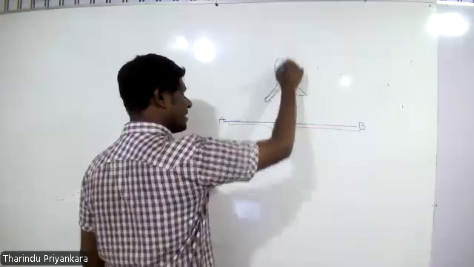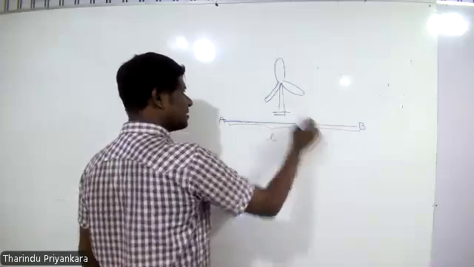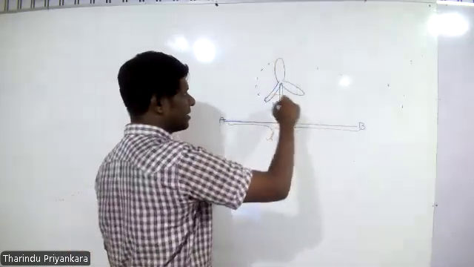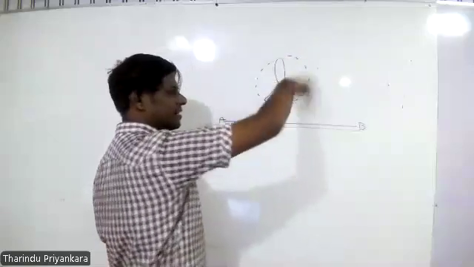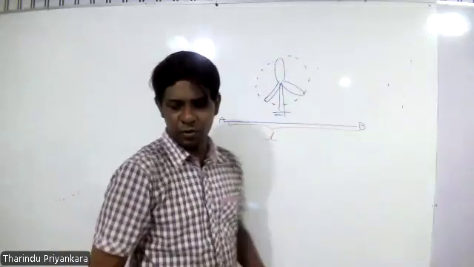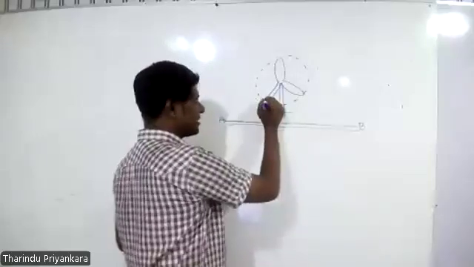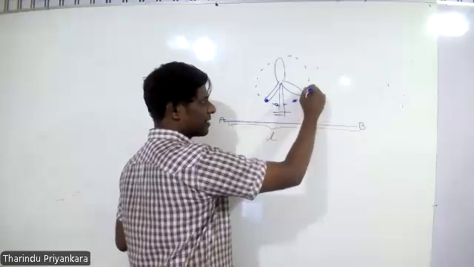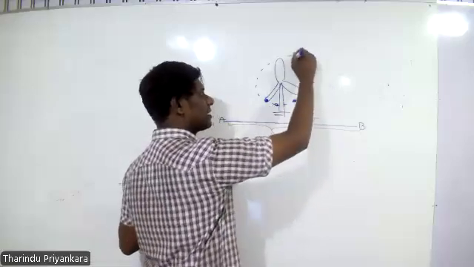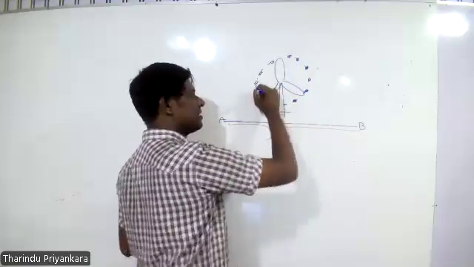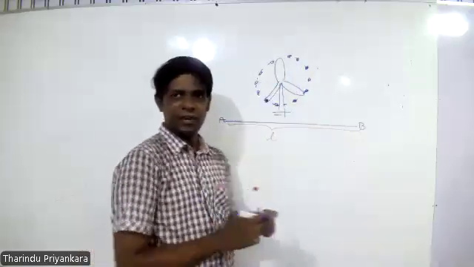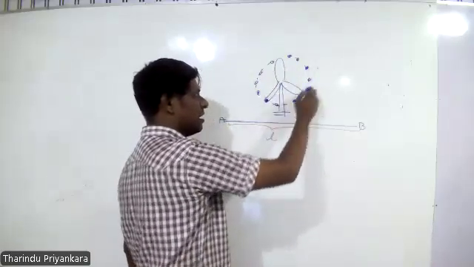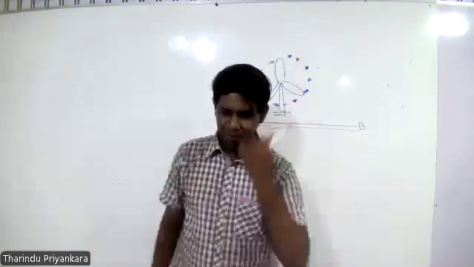Consider a fan like this. The blades of the fan rotate. It is moving in a circular path. If you mark a certain point here, that point travels across all of these points. So it is moving in a certain circular path.